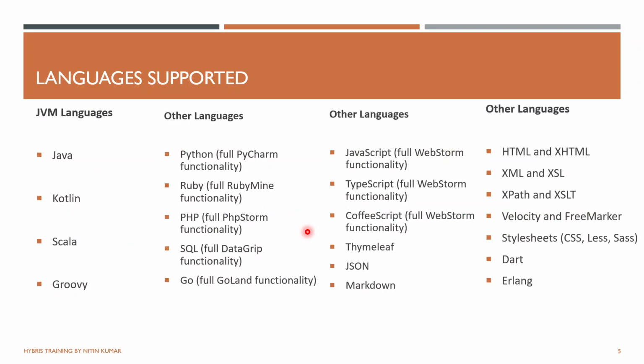So these are some languages which are supported by Intellij. The JVM languages such as Java, Kotlin, Scala, Groovy, and these are the other languages which are supported by Intellij, that is Python, Ruby, PHP, SQL, HTML, XHTML, XML, XLS, XSL, JSON, Dart. So there are so many languages which are supported by Intellij. If I talk in Hybris terms, Hybris uses Java, Groovy. So Java is supported by Intellij, and Groovy is also supported by Intellij.